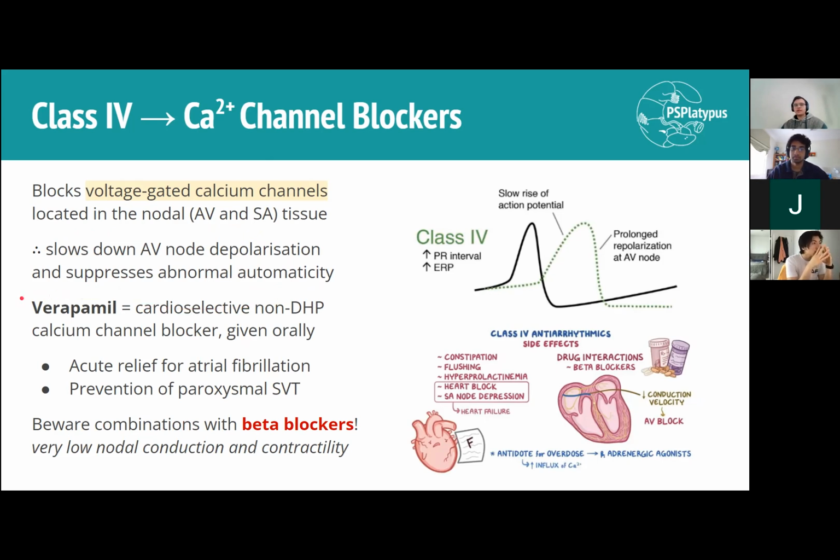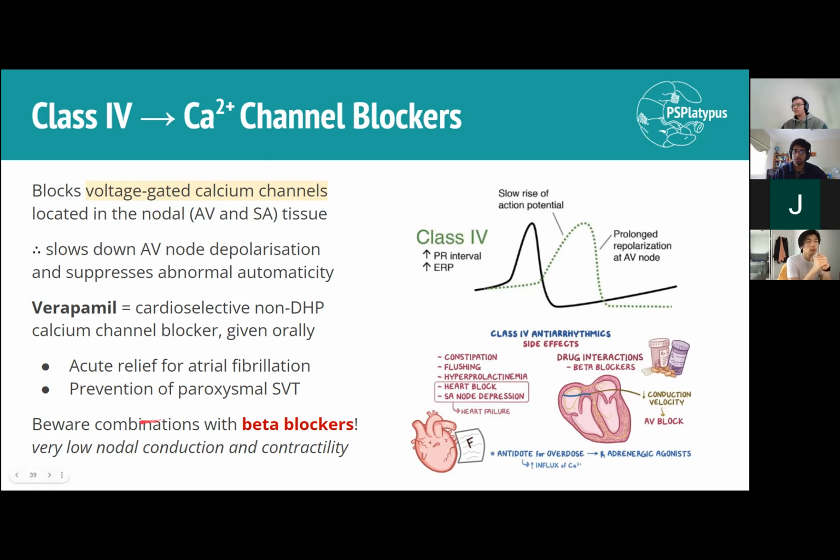So the classic one that you'll discuss is verapamil. We've discussed calcium channel blockers before, and you know that there are some that are cardioselective, some that are more selective towards the peripheries. So in this case, we're going to focus on ones that are more cardioselective. These are the non-dihydropyridine calcium channel blockers, generally given orally, so can be quite fast acting, giving acute relief for atrial fibrillation, as well as prevention. So these drugs can be used to prevent future events from happening.